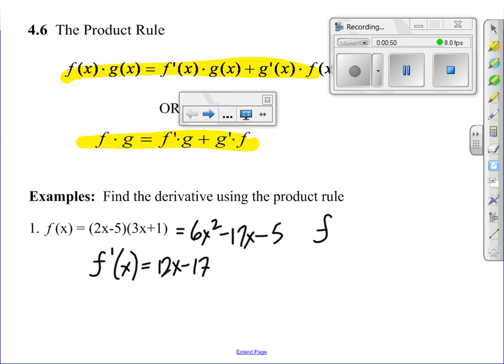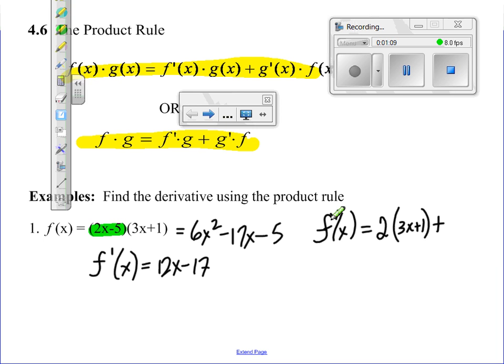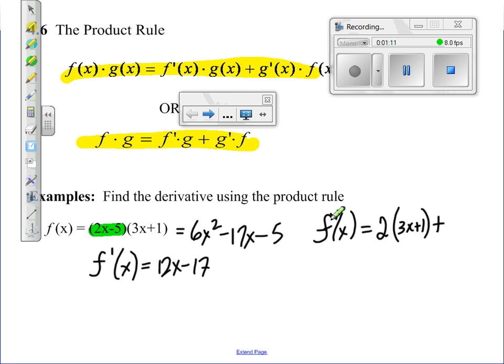Here's what the product rule says. The product rule says the derivative is the derivative of the first factor, which would be 2, times the second factor, which remains the same, plus, always a plus in between, the derivative of the second factor, which is over here, which would be 3, times the first factor as itself.